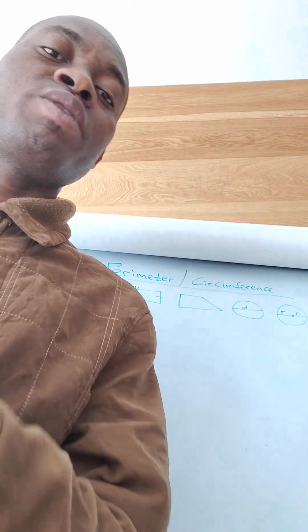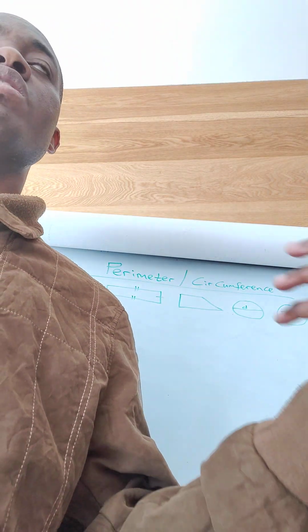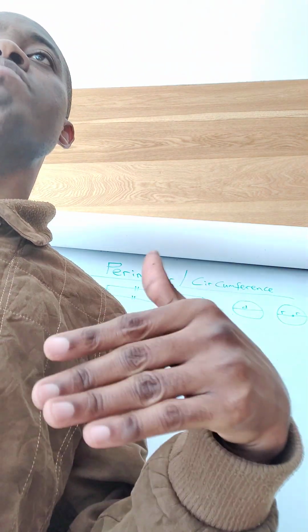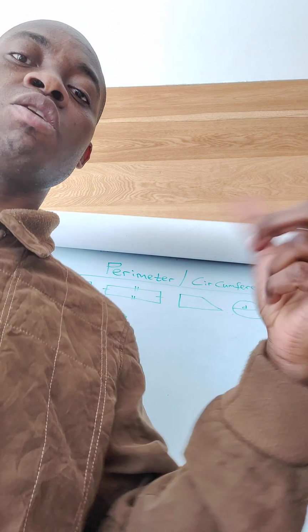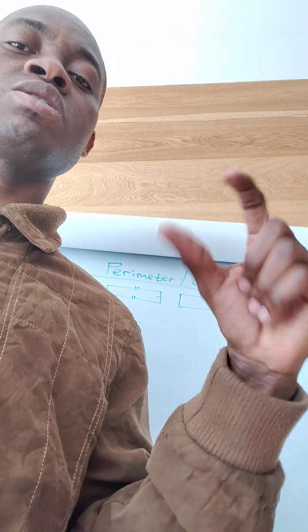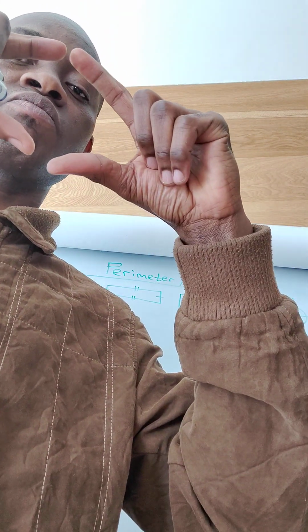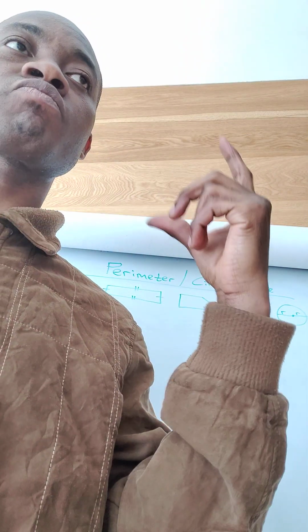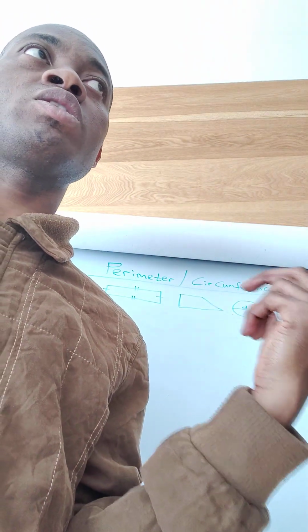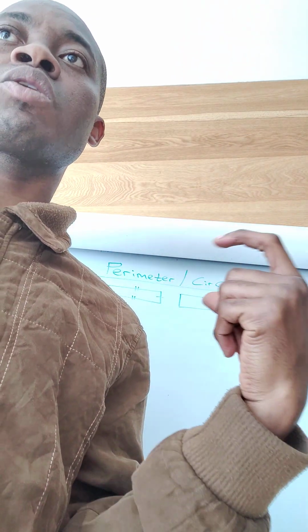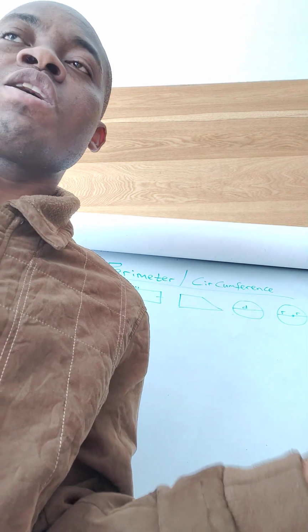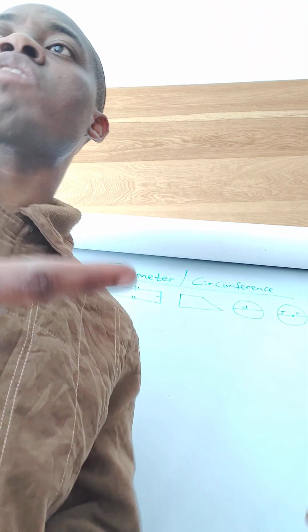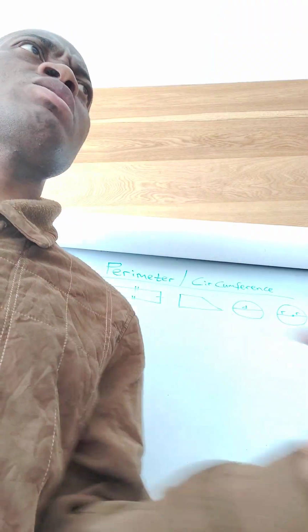So today we'll be looking at perimeter. Perimeter is still the same thing as circumference, depending on the shape that you are handling. For example, if the shape is a curve shape like a circle, then you can call it circumference, but it's still the same thing as perimeter. Perimeter of a circle, circumference of a circle. So what is the meaning of perimeter?